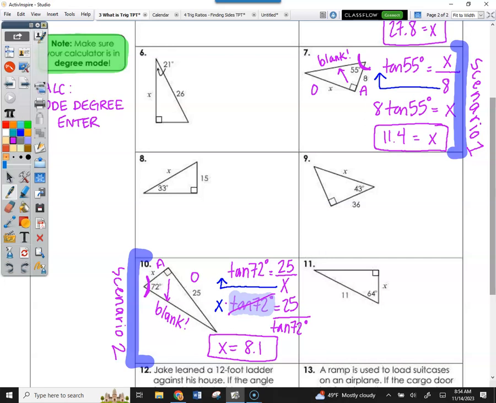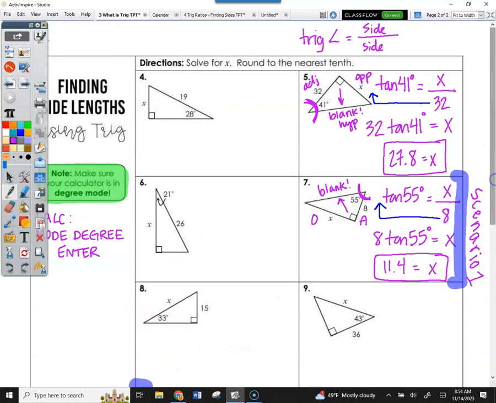Okay, now the biggest question people ask when I'm teaching this is, I don't know when to use sine and when to use cosine. I've taught you how to know when to use tangent, right? When the hypotenuse is blank. How do you know when to use sine or cosine? Label the picture. Only label the sides that have stuff, then you'll know which one to use.